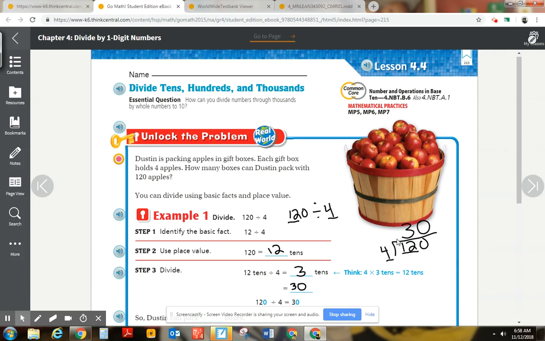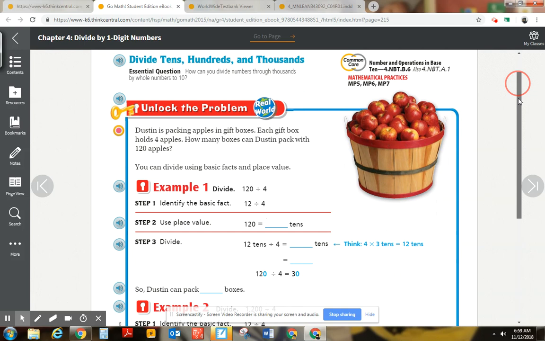A big thing here is when we look at our place value, you see how that 3 is in the tens place. So once again, we're lining up our place value. This has been a common thing that you've been hearing since first grade, kindergarten, but especially since Chapter 3. So let's go on to the second problem here.